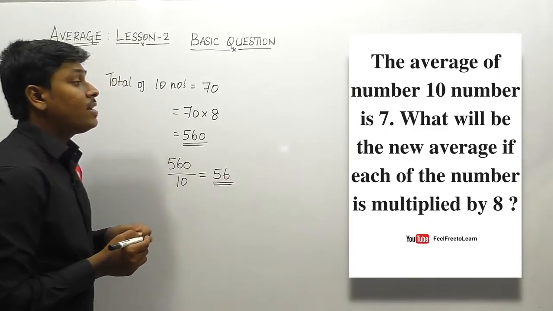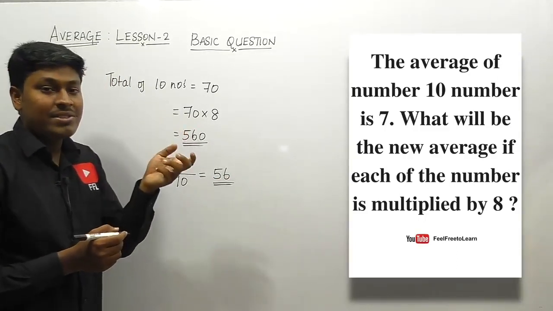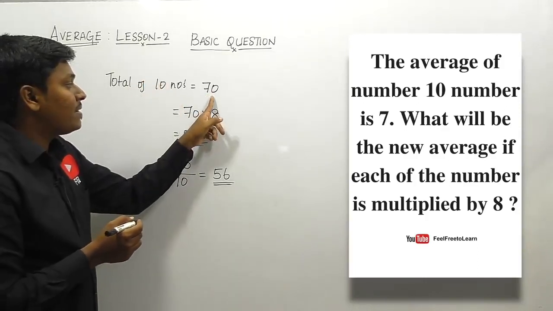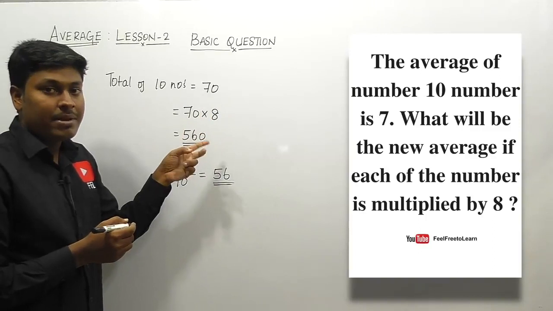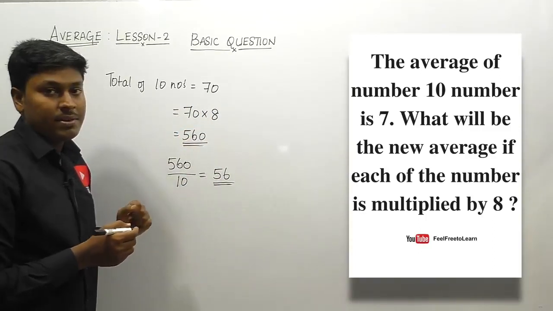So friends, finally we got an answer, 56, for question number 3. Friends, listen here, they are saying that the average of the first 10 numbers is 7. So we can say that the total of the first 10 numbers will be 70. So if each number is multiplied by 8, we know the total is 70. So let me multiply 70 into 8, the resultant will be 560.